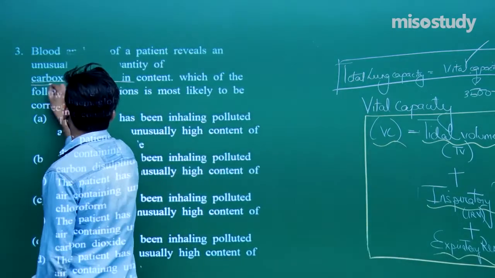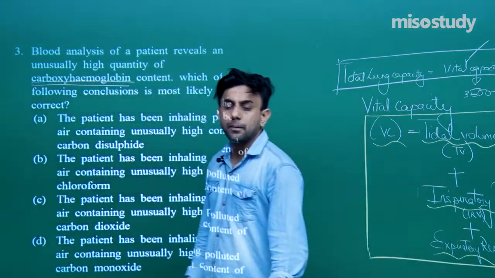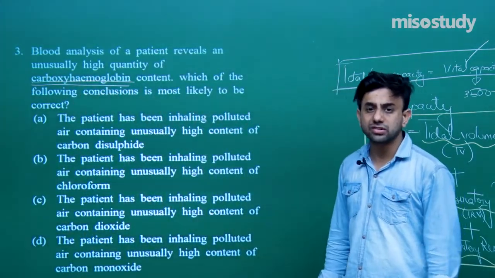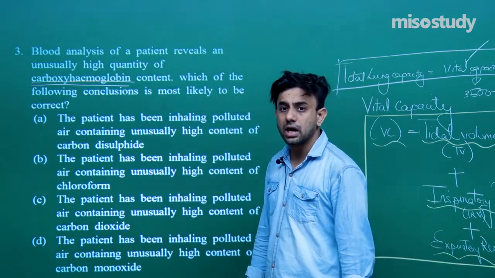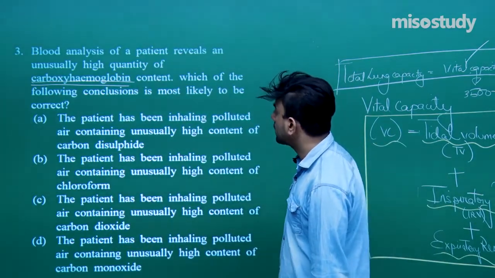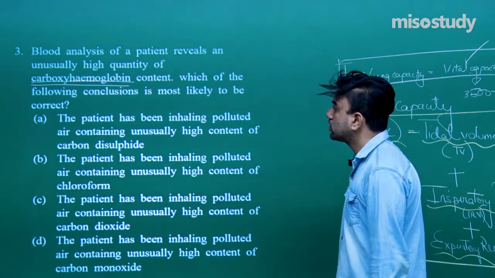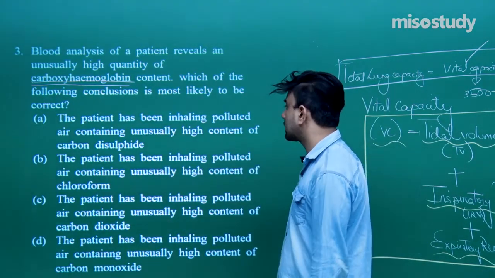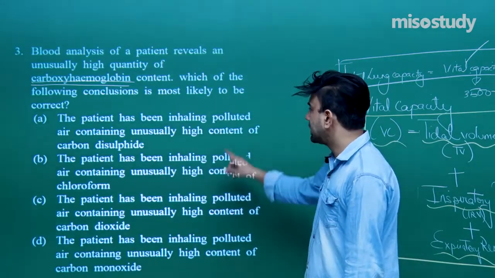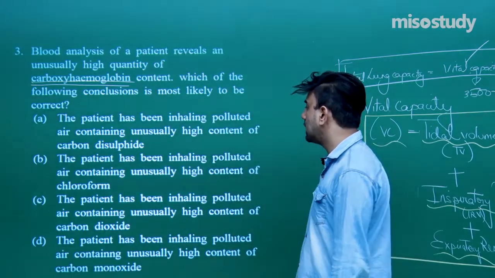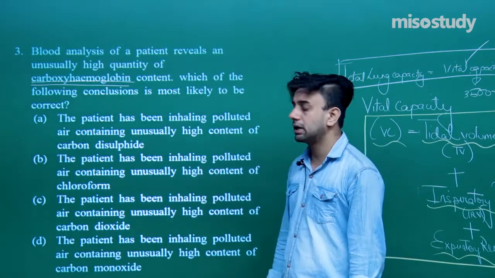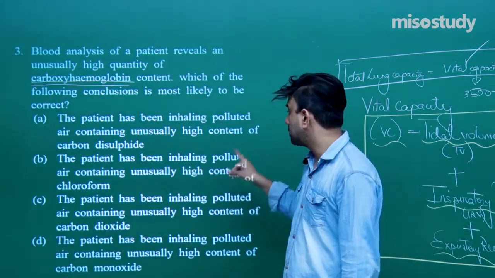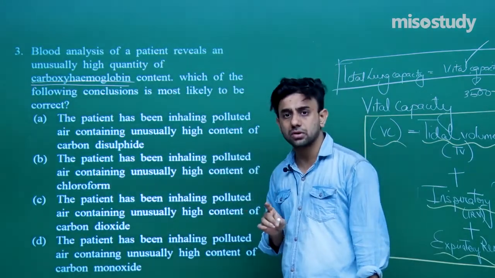Carboxyhemoglobin, okay, the combination of hemoglobin with carbon monoxide is called carboxyhemoglobin. Which of the following conclusions is most likely to be correct? The patient has been inhaling polluted air containing unusually high content of carbon disulfide. Till this part, the patient has been inhaling polluted air, this part is correct, but carbon disulfide is not at all right.